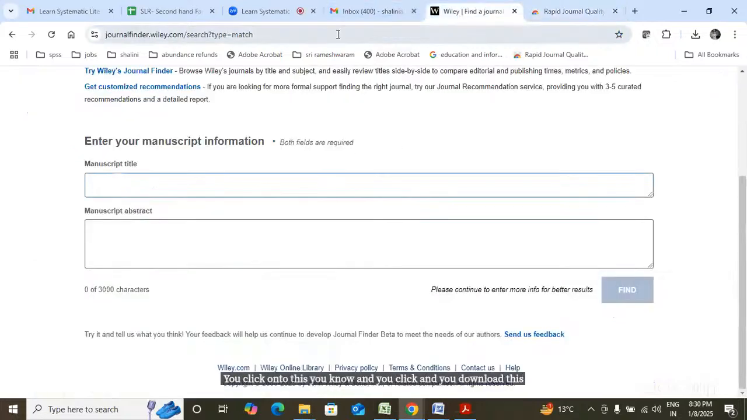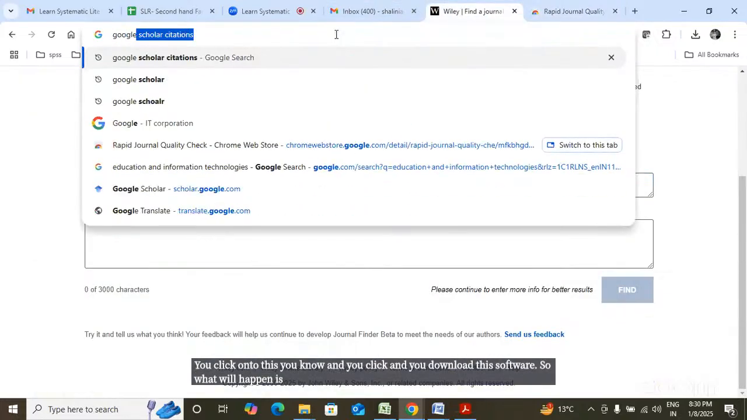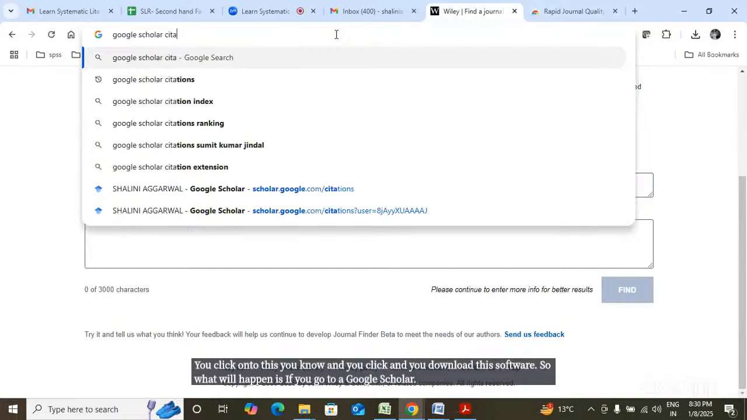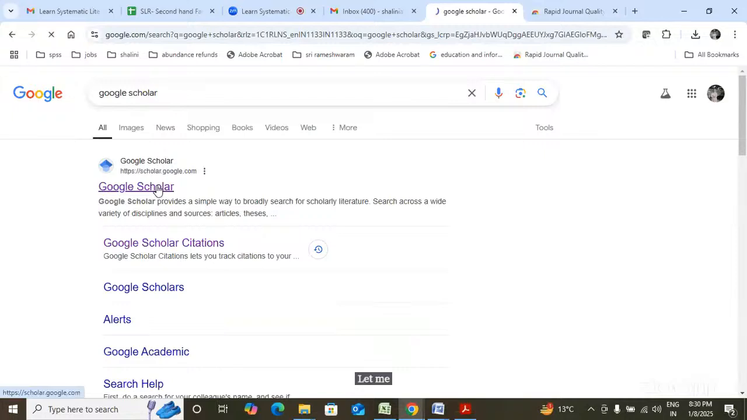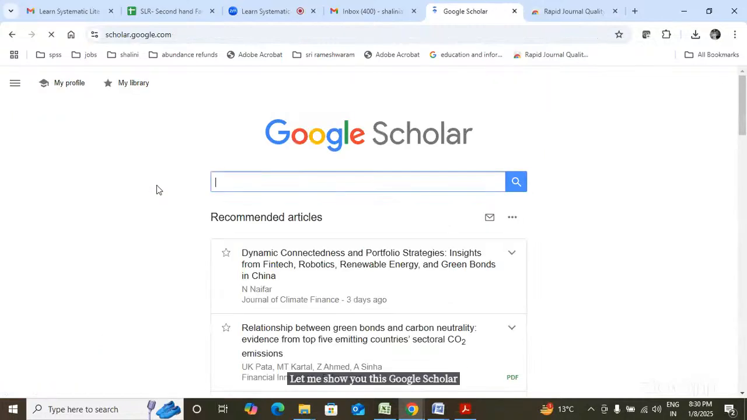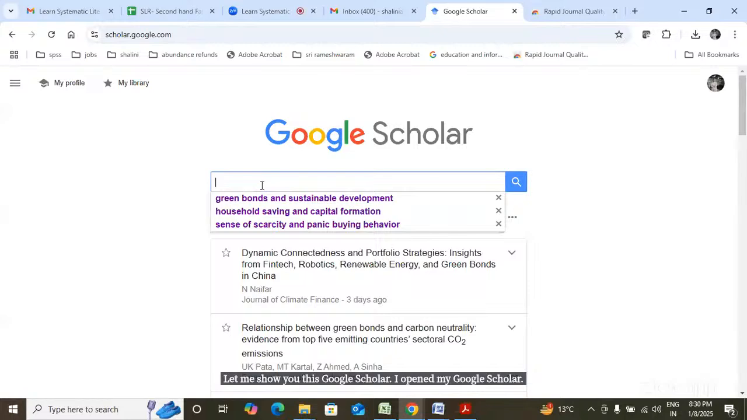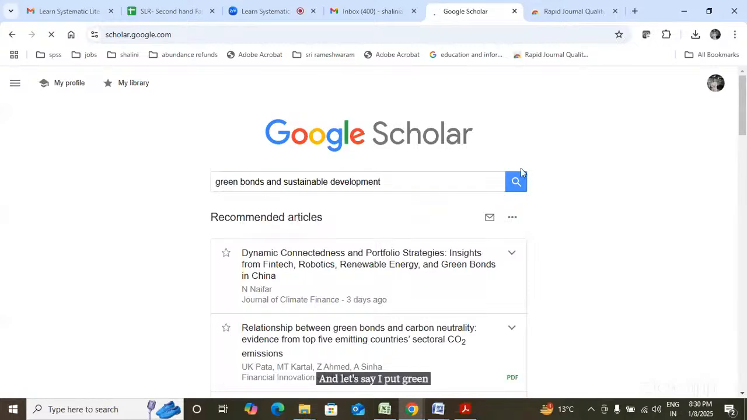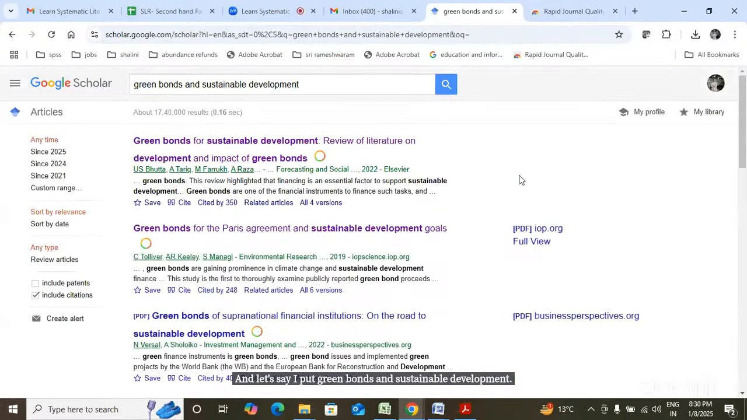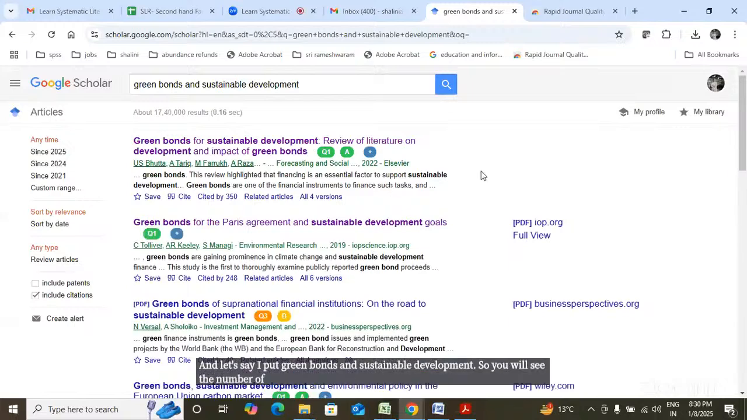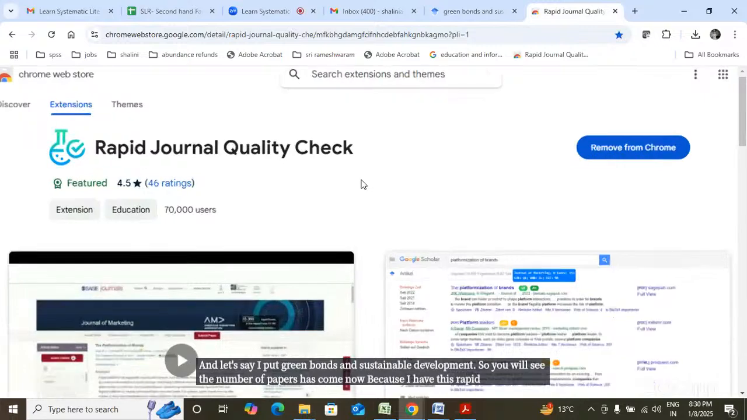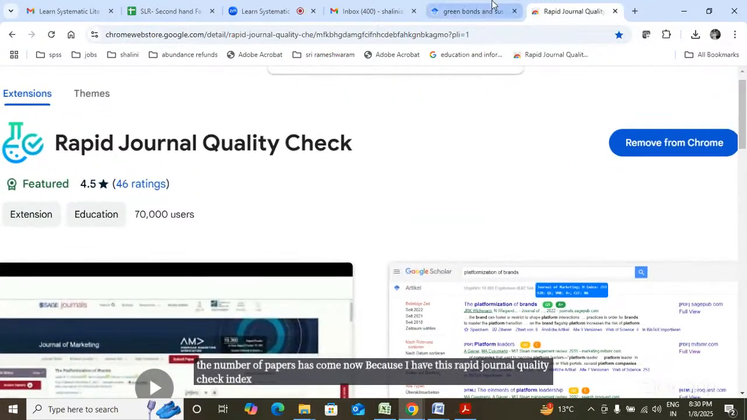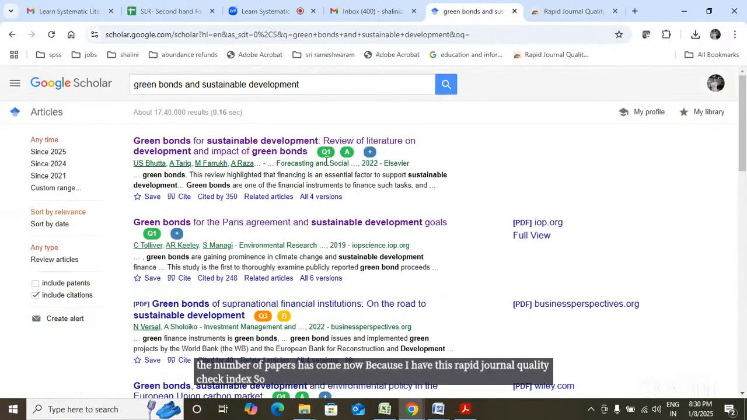So what will happen is, if you go to Google Scholar, let me show you this. I opened my Google Scholar, and let's say I put green bonds and sustainable development. You will see the number of papers has come now, because I have this rapid journal quality check index. Can you see my screen?